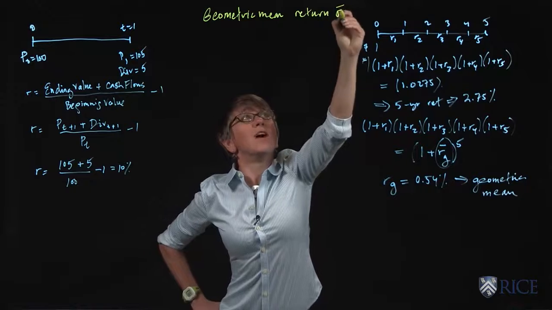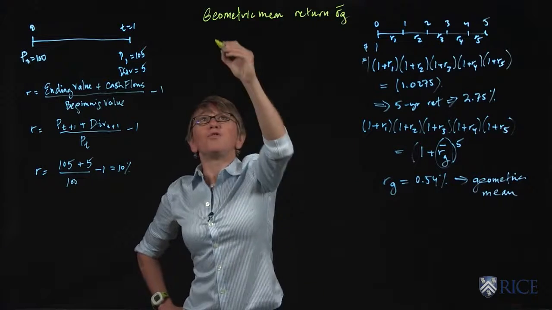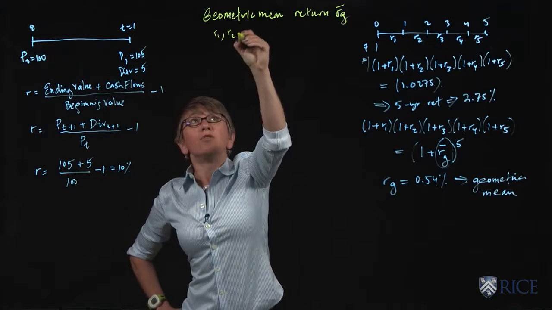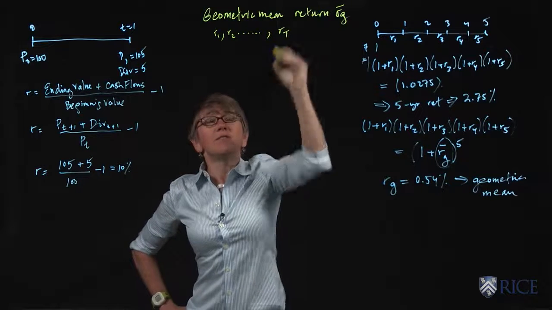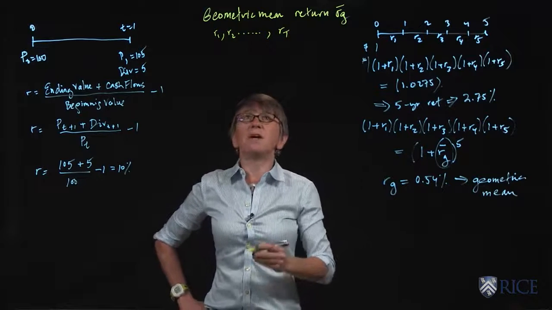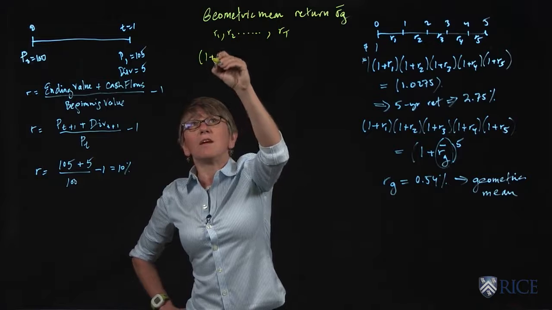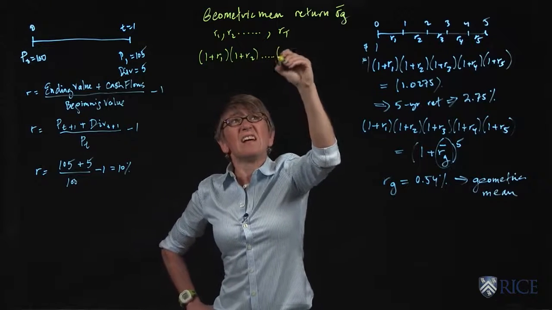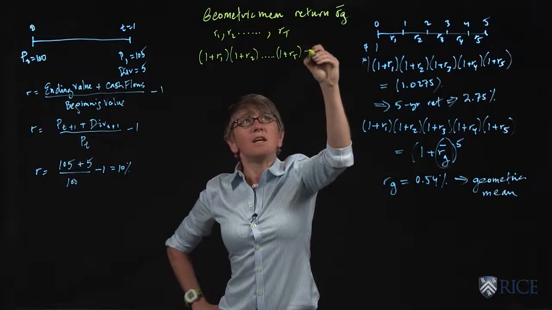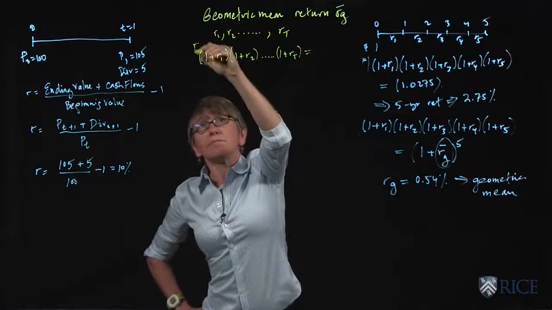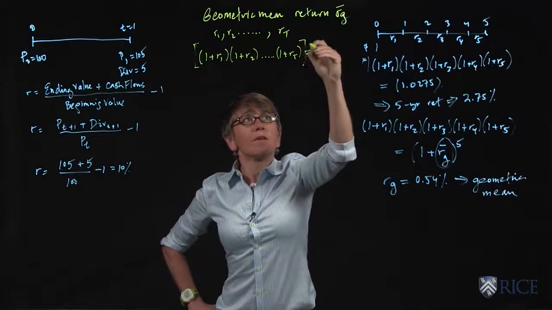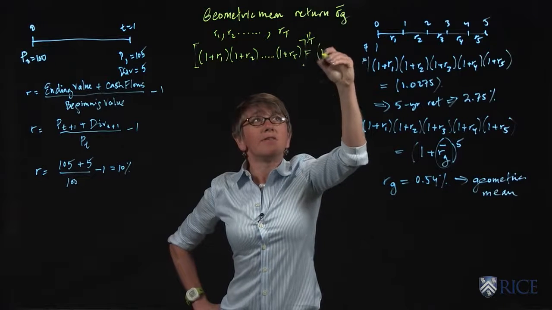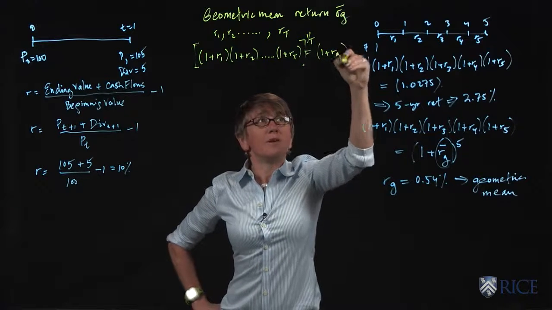let me call that RG. Suppose you have annual returns over t periods. What is the geometric average? Well, it's that return times RT, to the power 1 over t, gives me the 1 plus the RG return.